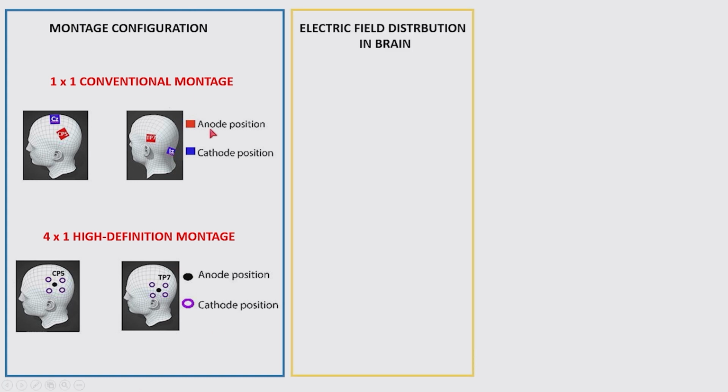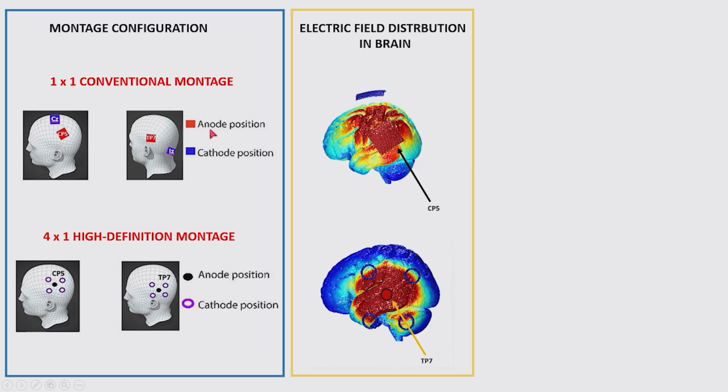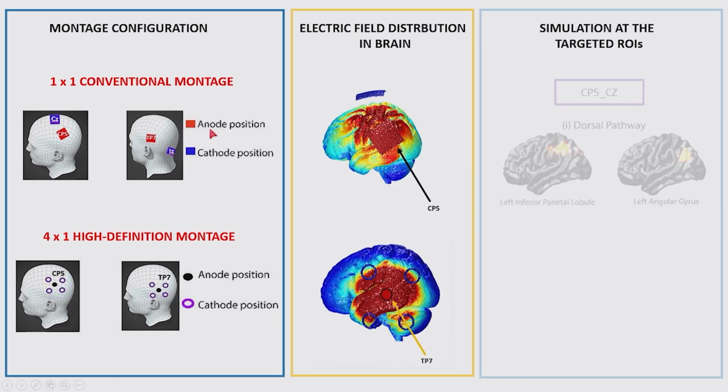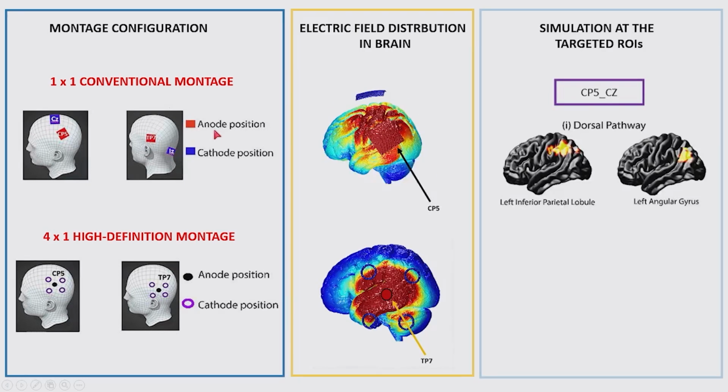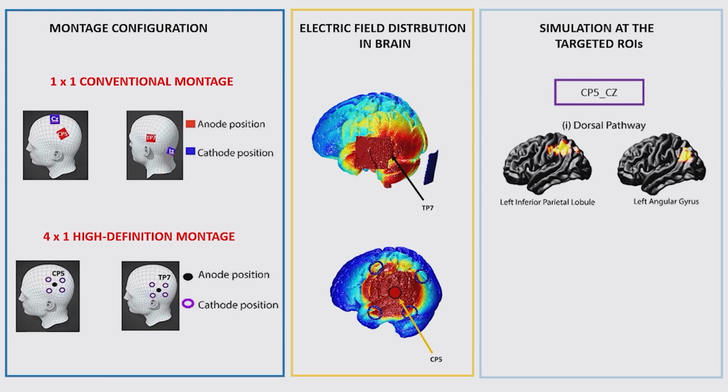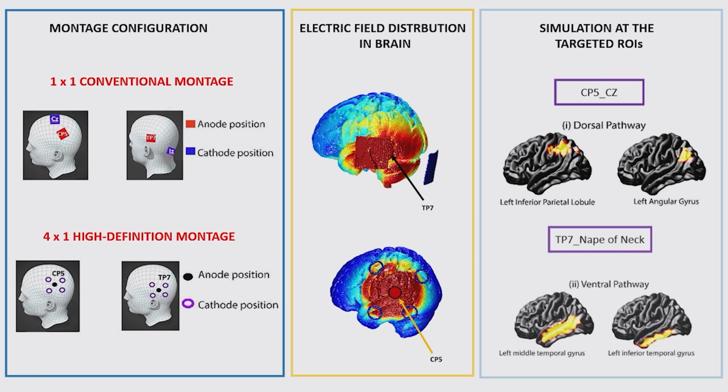We get the E-field distribution for them, and we get simulation for the target ROIs. For the dorsal pathway, the two target ROIs we were concerned with were the left inferior parietal lobule and left angular gyrus, whereas for the ventral pathway, we were concerned about the left middle and inferior temporal gyrus. Now, these were not enough for us, so we wanted to quantify how much current is actually generated for these ROIs.